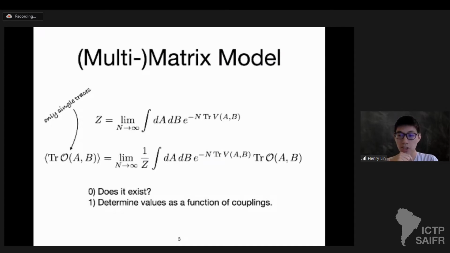So the truncation that happens is that at large N, you only need to consider single trace operators, right? You don't need multi-trace operators, since they factorize. And in particular, you only need to sum planar diagrams when you're trying to compute these types of things.